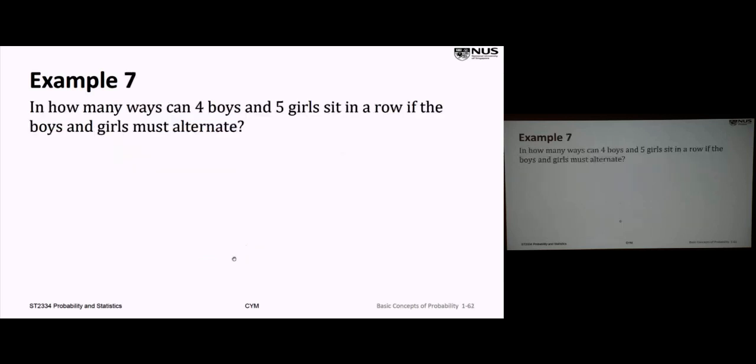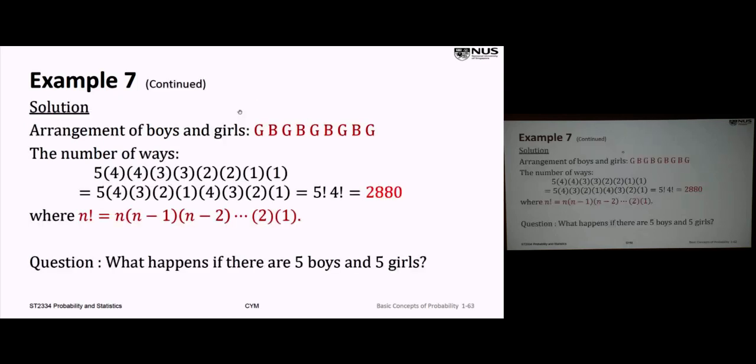Okay, all right, so this example, again, I don't like the phrasing of this question. It's a little bit ambiguous, but it says, in how many ways can 4 boys and 5 girls sit in a row if the boys and girls must alternate? It's not very well stated, although it's implied that your row must start with a girl because there are more girls than boys. So what's the solution of this?